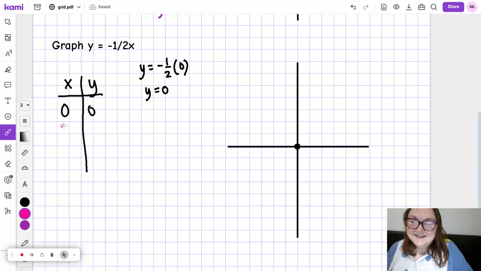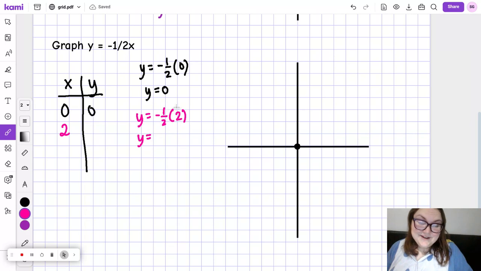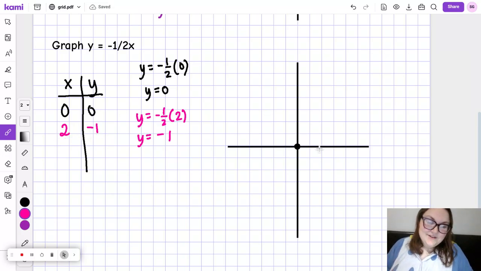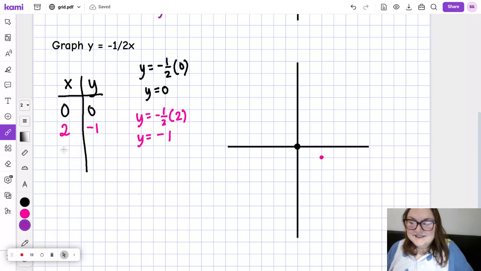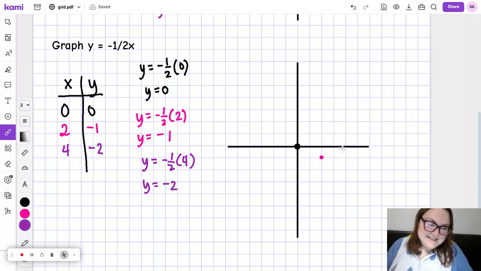For example, if I make x the number 2, we get y equals negative 1/2 times 2. Earlier I said 1/2 times 2 is 1, but if you multiply a negative and a positive, it gives us negative 1. So that means another point on our line would be at 2, negative 1. 2 on x, negative 1 on y. So right there. We could keep doing this. For example, if x is 4, we get y equals negative 1/2 times 4, and y equals negative 2. That would be this next point right here at 4, negative 2.